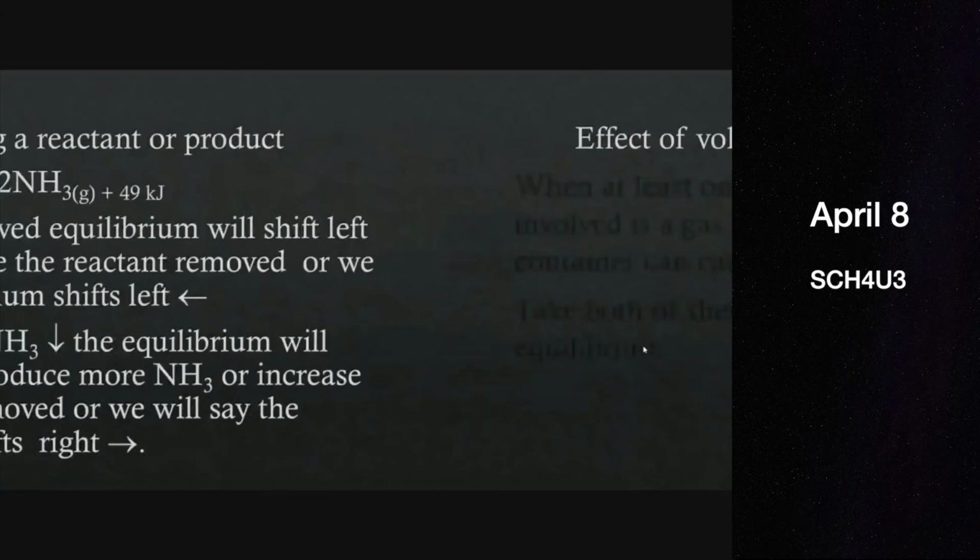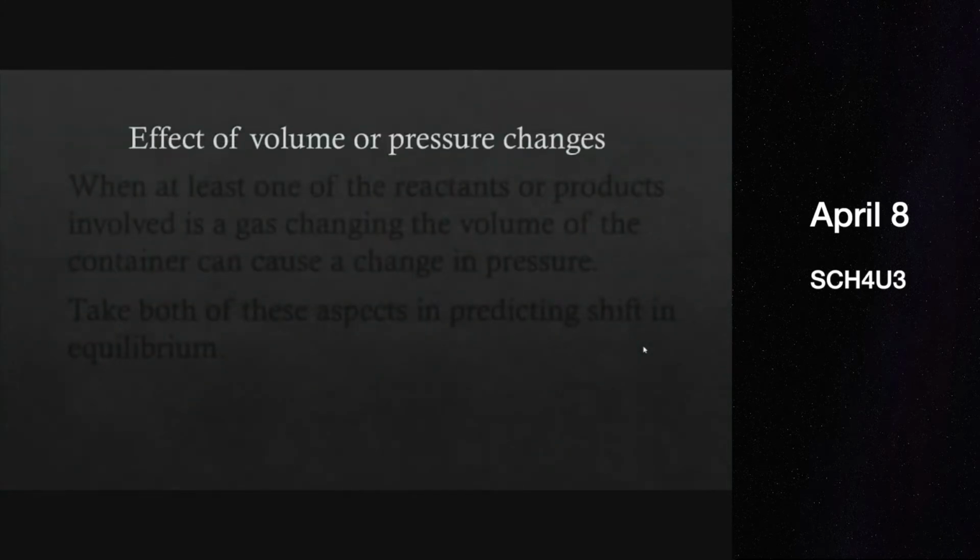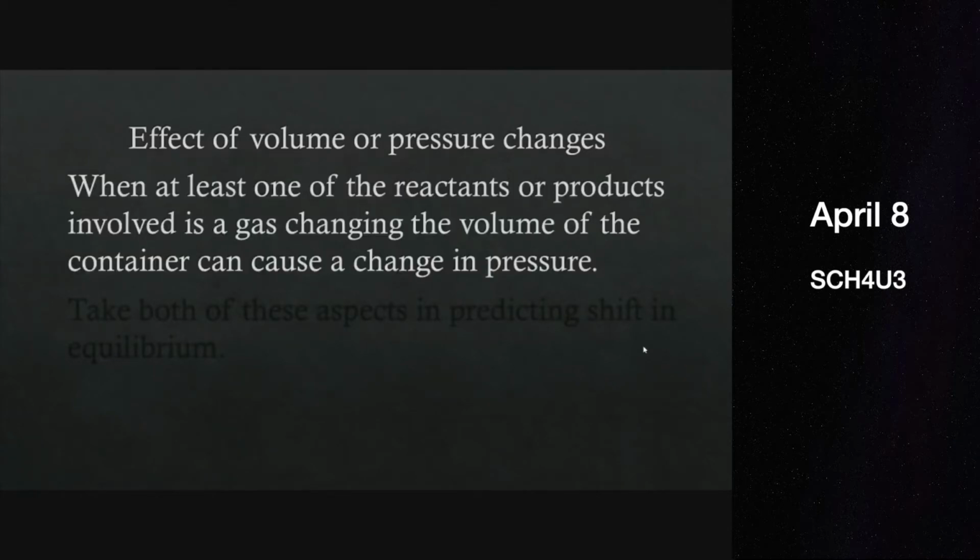Now, effect of volume or pressure changes. Since you learned in grade 11 the pressure-volume relationship, every time the volume of a container decreases, the pressure increases, or the volume of a container increases, the pressure decreases. So we know that relationship does exist. Whether we ask you about the change in volume or change in pressure, it's going to be the quantity of reactants and products, how they will react in terms of offsetting the pressure increase or decrease that is happening. So when at least one of the reactants or products involved in a reaction is a gas, this is applicable.